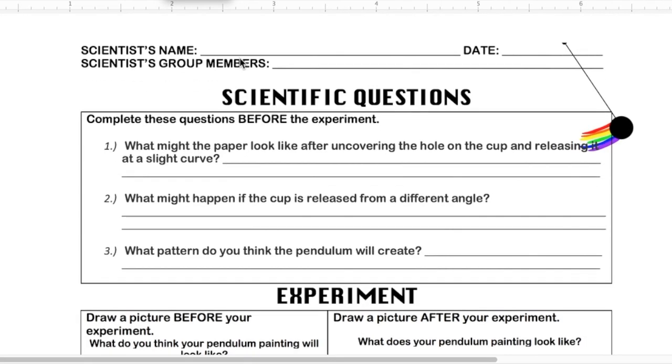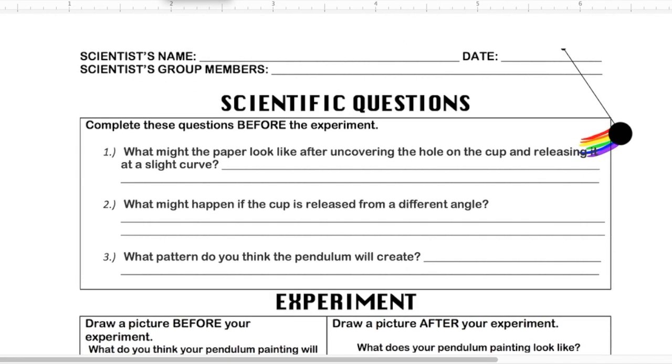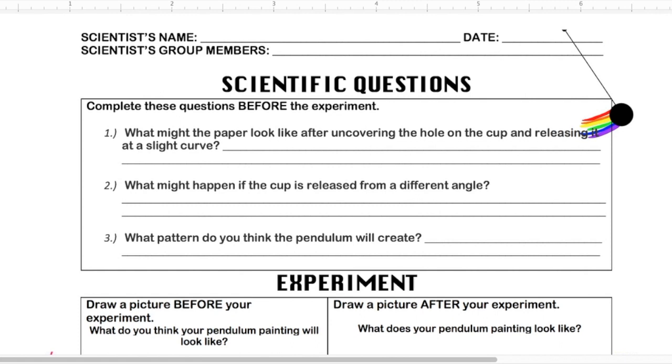This worksheet includes scientific questions for the student to answer before they complete the experiment. The questions include what might the paper look like after uncovering the hole on the bottom of the cup and releasing it at a slight curve? What might happen if the cup is released from a different angle? What pattern do you think the pendulum will create? This will get students to start thinking critically.